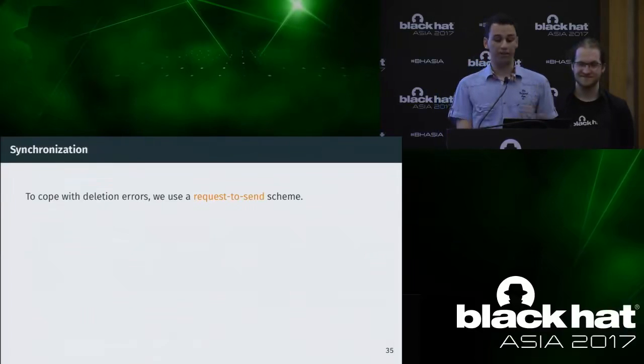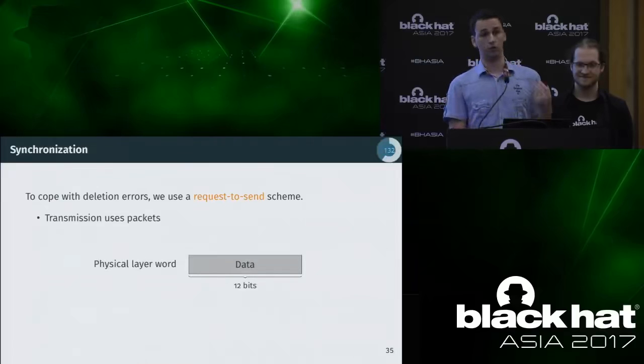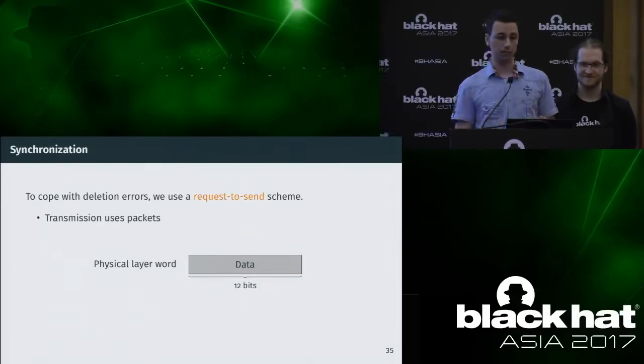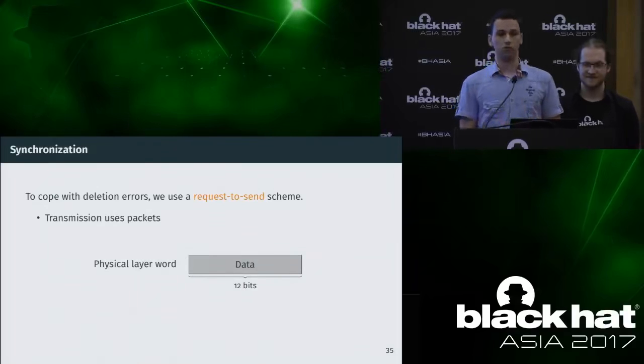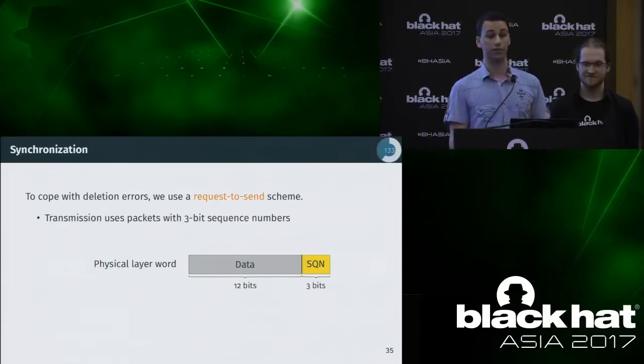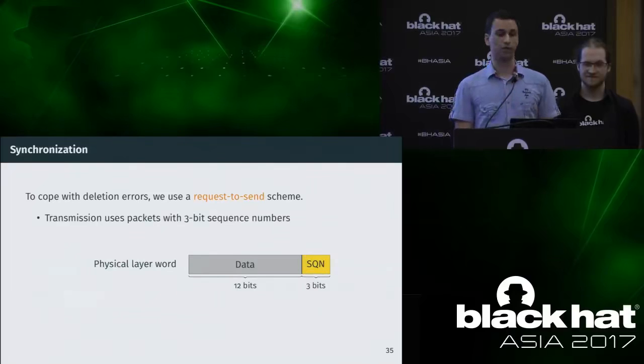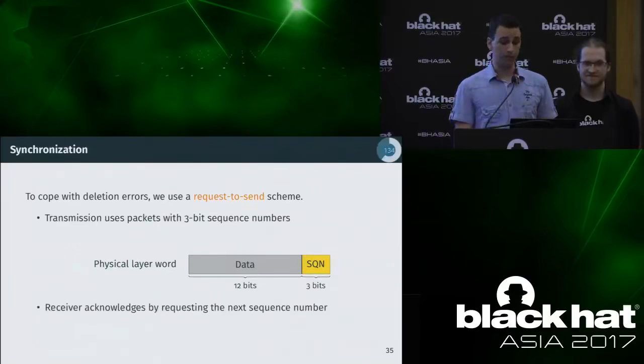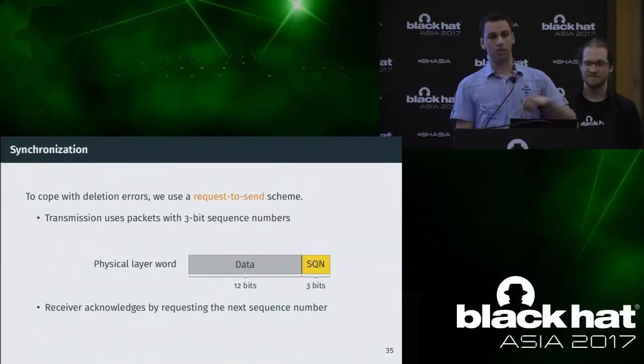So to cope with deletion errors, we use a request to send scheme. And you know that from typical protocols like TCP, we use packets. So we chop up our stream and use 12-bit packets, and we add a sequence number. We use a 3-bit sequence number for the packets. And the receiver acknowledges this packet by sending the next sequence number. So it always receives a packet and requests the next packet from the sender.